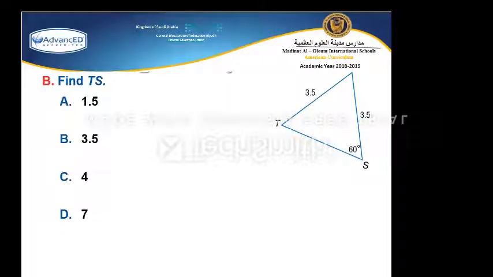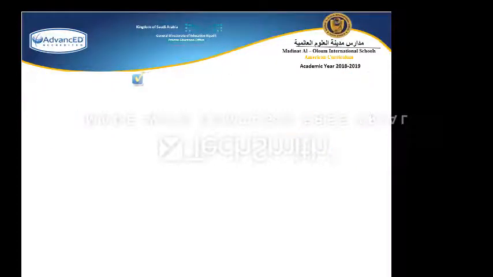How to find the length of TS? After finding that the three angles are congruent, this triangle is equiangular, then this triangle is also equilateral. Then the third side TS also equals 3.5, like the other two sides.